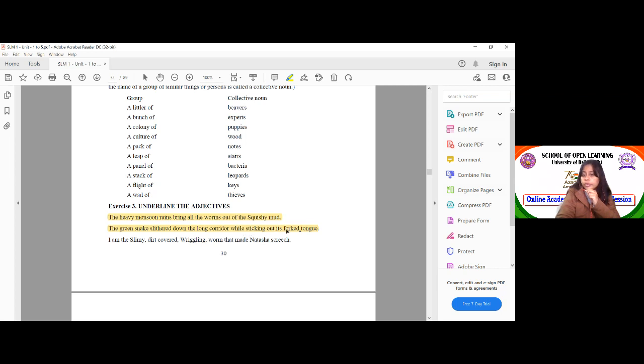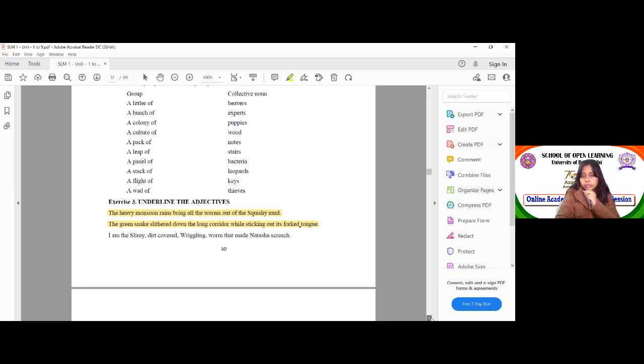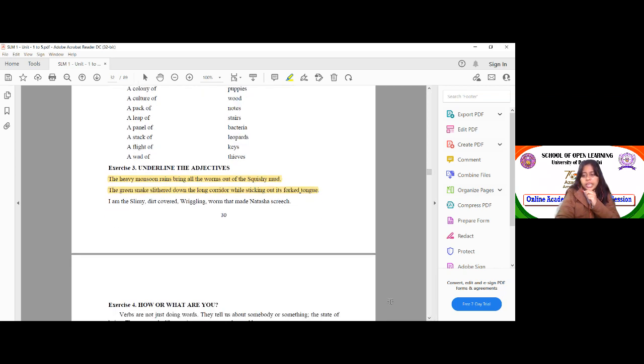Not here. Forked tongue. How is the tongue? The tongue is forked. So this is an adjective. So green is an adjective. Long is an adjective. Forked is an adjective. So okay, let us do now.